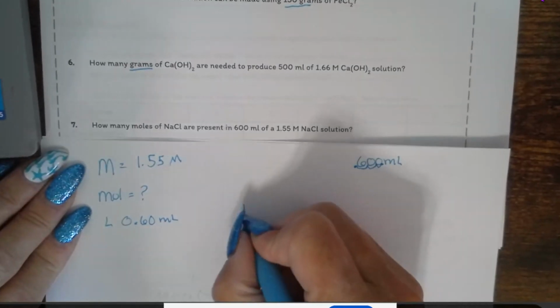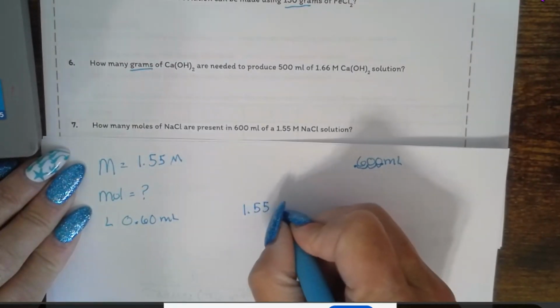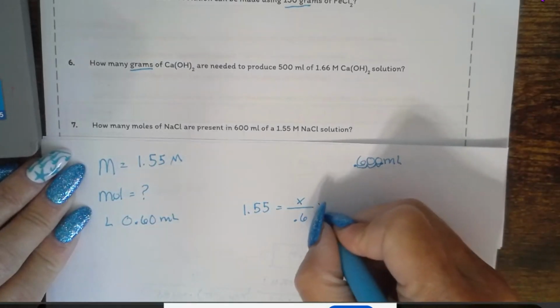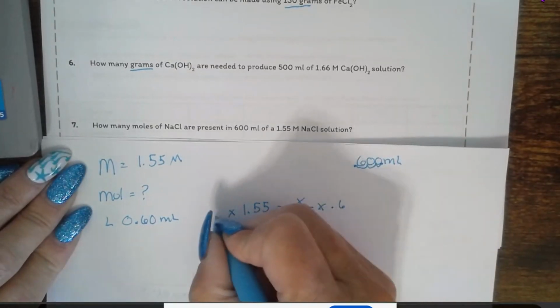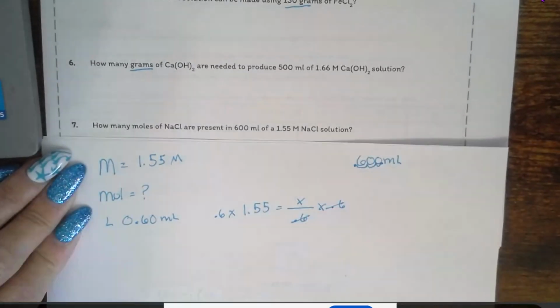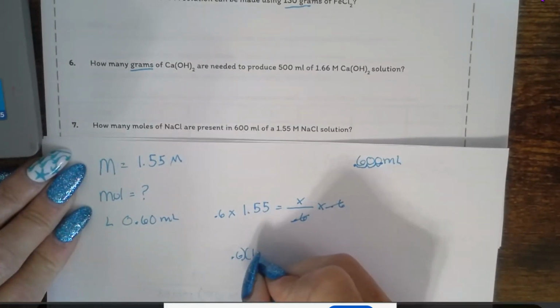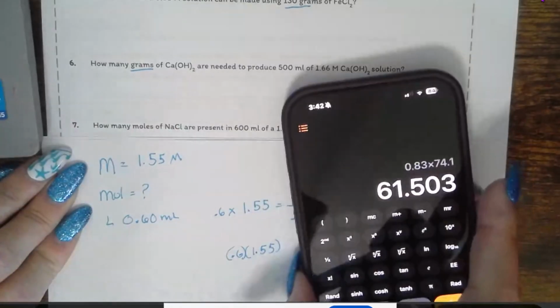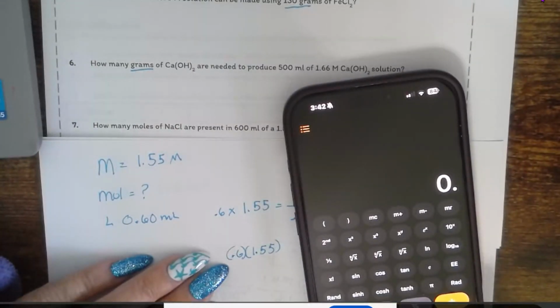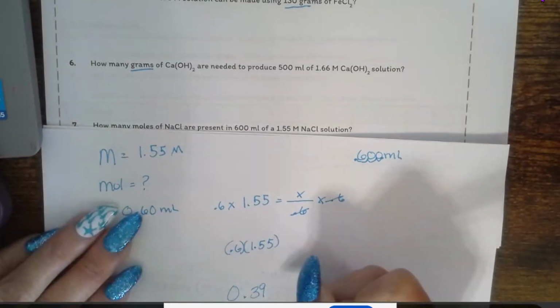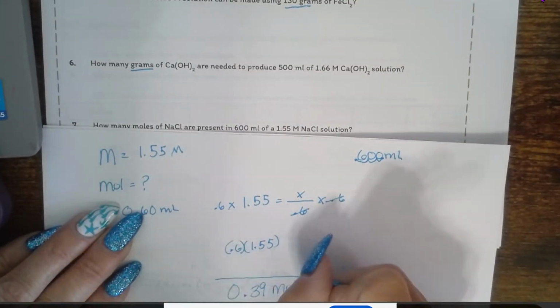If I plug this in, 1.55 is equal to X over 0.6. Multiply both sides by 0.6, and that'll give me X by itself. So my answer is going to be 0.6 times 1.55, which is 0.93. So we're going to go with 0.93 moles. And we are done.